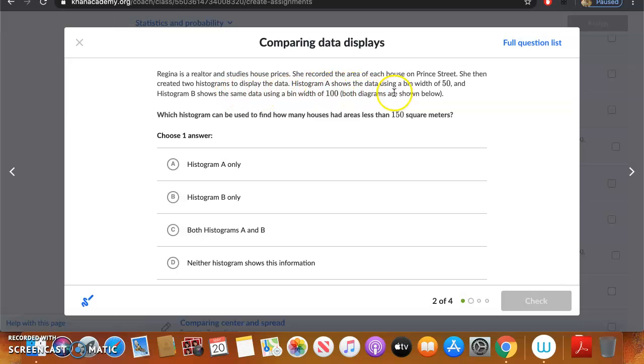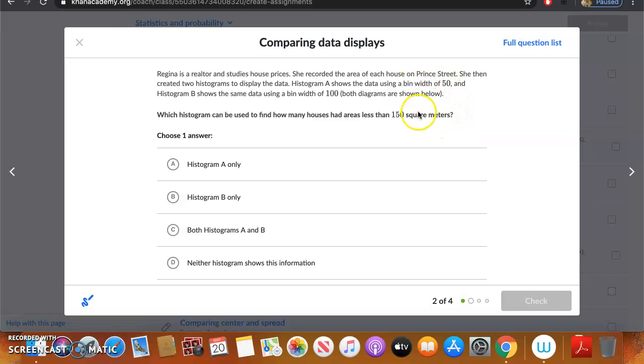Histogram A shows the data using a bin width of 50, and histogram B shows the same data using a bin width of 100. Which histogram can be used to find how many houses had areas less than 150 square meters?